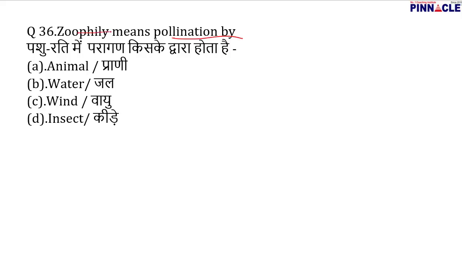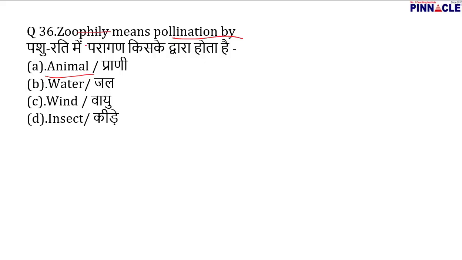So zoophily is a type of pollination where the pollen grains are basically transferred by animals, birds or bears or rabbits, such kind of things. Whenever pollen grains are being transferred by any animal or bird, then that kind of pollination is said to be zoophily. So for question number 36, A, that is animal, is the correct option.